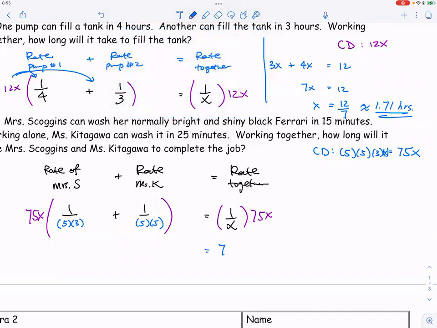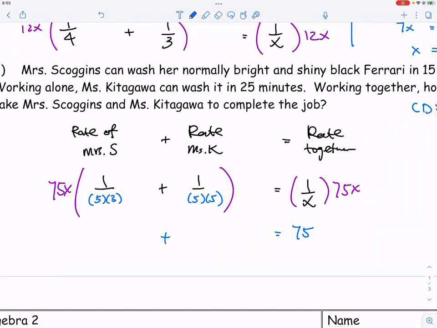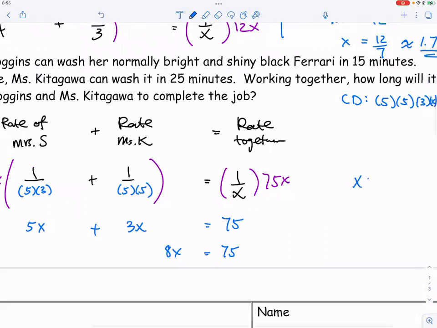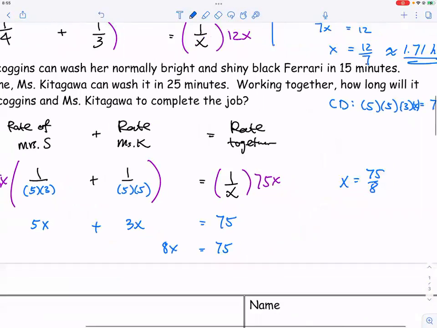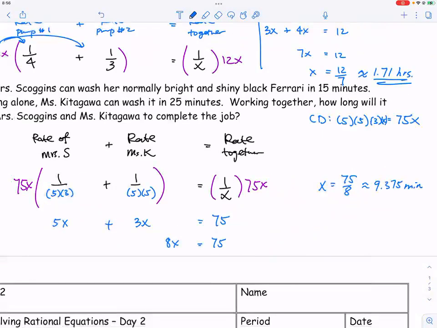The right hand side is pretty straightforward. 75x divided by x, you get 75. And on the left, you distribute. 75x divided by 15 is 5, so you have 5x. And 75x divided by 25, you get 3x. So you get 8x equals 75. So x is equal to 75 over 8, roughly 9 point something. It's 9.375 minutes.